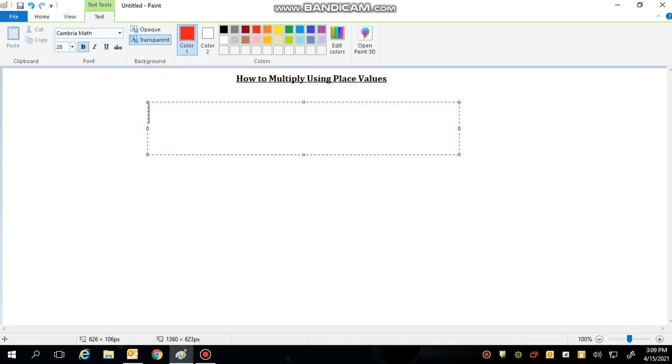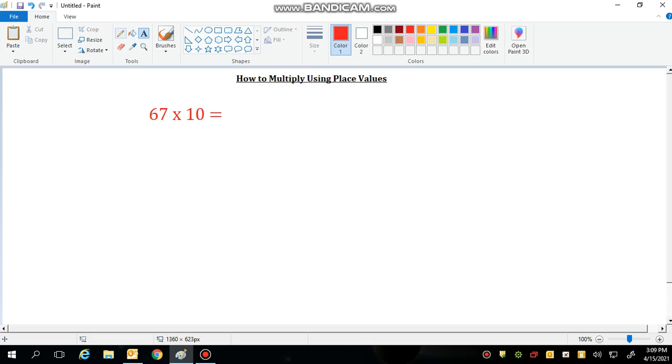67 multiplied by 10. Okay? So the idea of using place values is that if you're multiplying by tens, hundreds, thousands, those kind of numbers, all you gotta do is this. You take the 67 and you multiply it by 1. That's simple. And you know that 67 times 1 is 67. Now that 0, which is left over, you just pick up and put it in the back of the answer. And so 67 multiplied by 10 is 670. That's how you do it, okay?